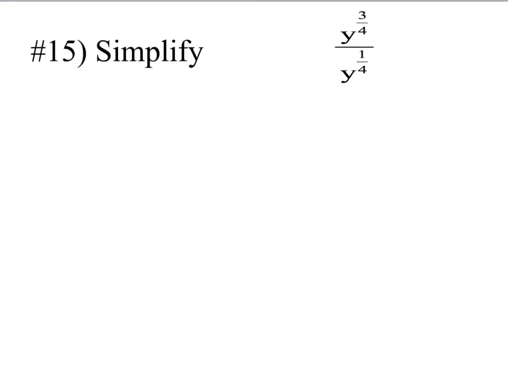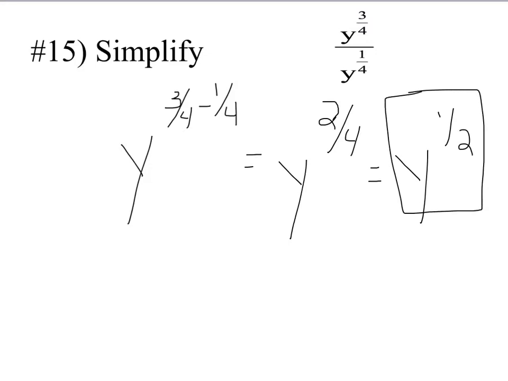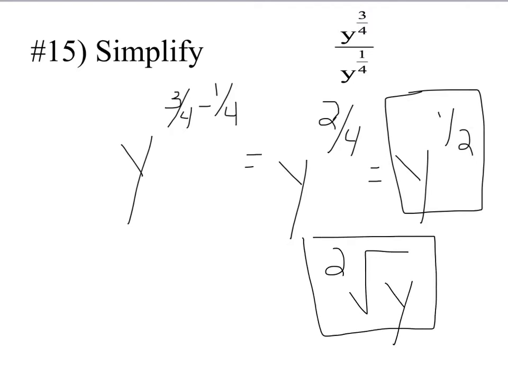Okay, when you're dividing like bases, you subtract the exponents. So I'm going to say y to the 3/4 minus 1/4. They already have a common denominator, so all we're going to do is subtract our numerators. So it's going to become y, 3 minus 1 is 2, and you keep your common denominator. 2/4 is the same as 1/2, so your answer is y to the 1/2. And if they asked you to write that in radical form, you would just take your denominator and make it your index, so it would be the square root of y. And that's if they wanted it in radical form.